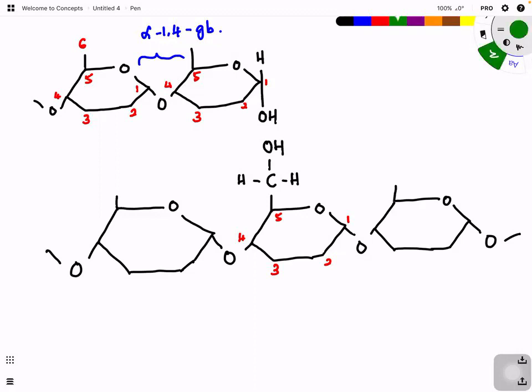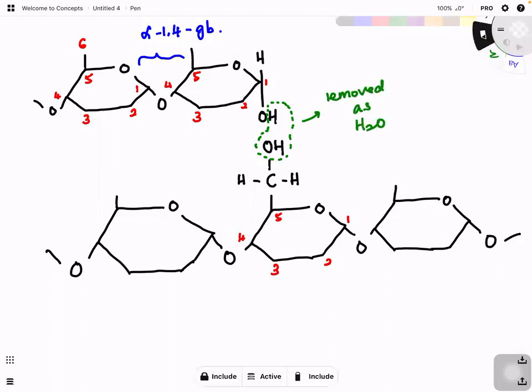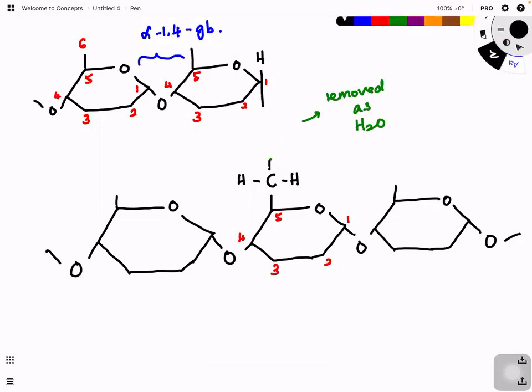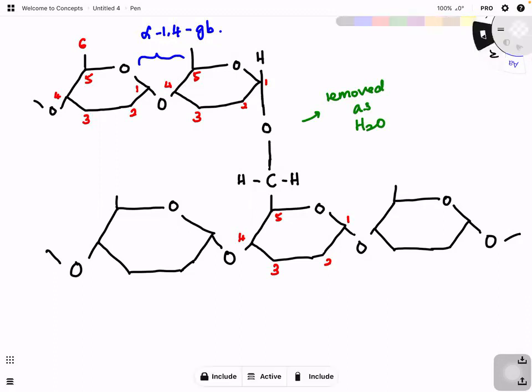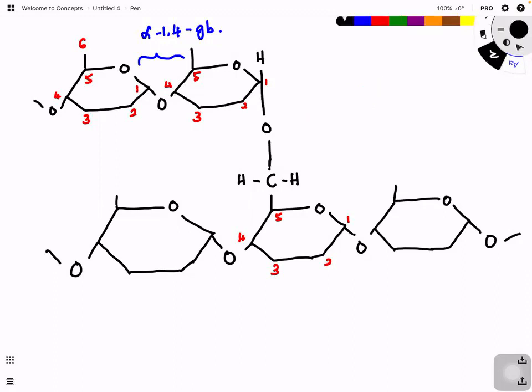So what will happen here is one donates a hydrogen atom, another one releases an OH group. One is H, one is OH. So we can remove these as H2O. Can you see that? We remove it as H2O. Once we remove it as H2O, we can join both together.